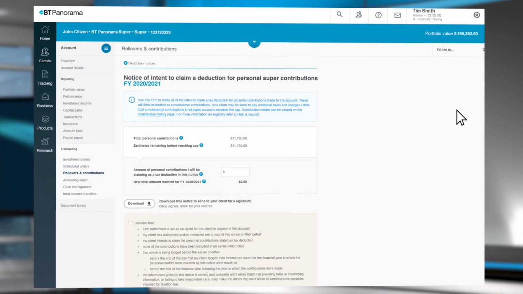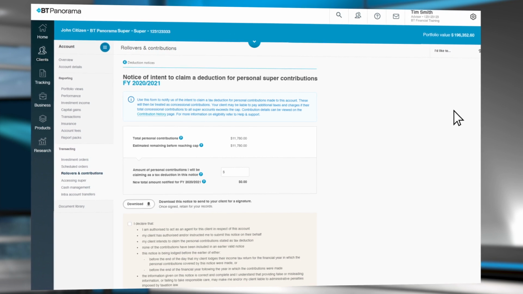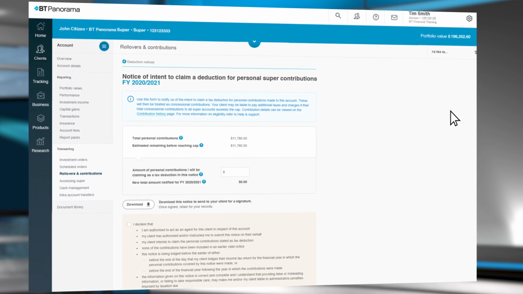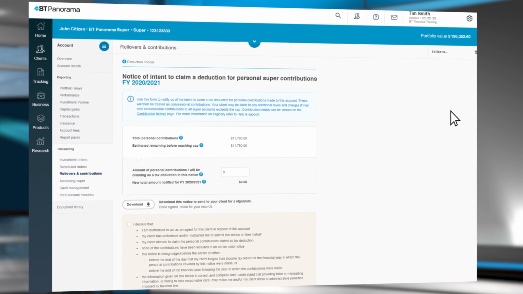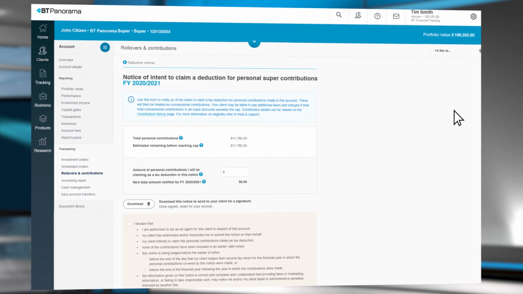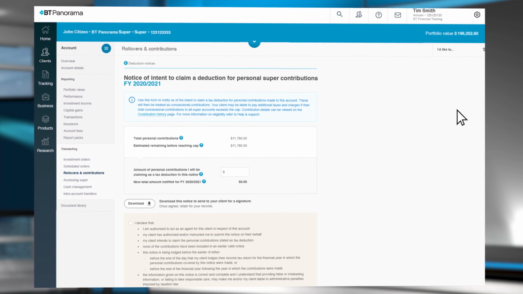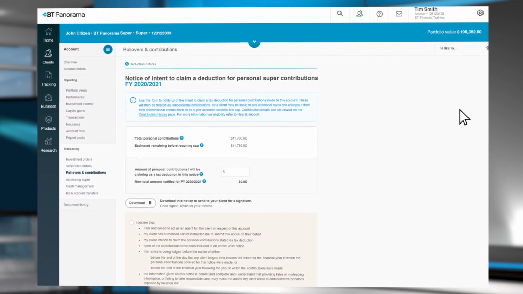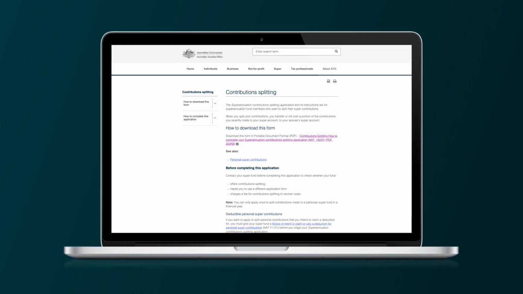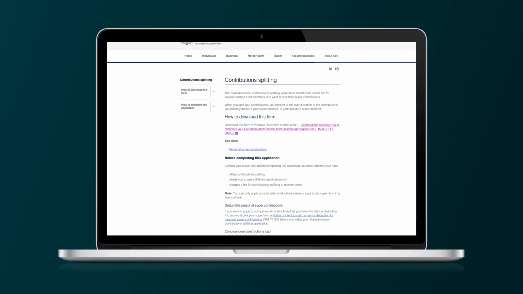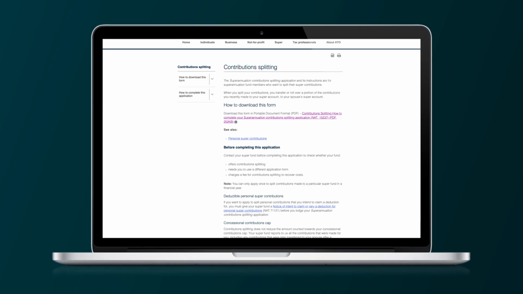If you intend to claim a personal tax deduction for contributions, a valid notice of intent must be lodged and acknowledged in writing before making an election to split contributions. This ensures that the correct taxation status of the contributions is determined prior to the split. Again, please refer to the ATO website for more guidance about the contribution splitting rules and requirements.